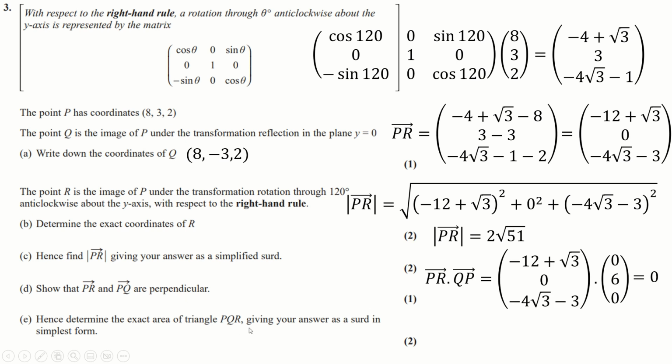Hence, determine the exact area of the triangle. So what have we learned here? We've learned that PR and PQ have a right angle between them. We know the length of PR is this. So that's one side of the triangle adjacent to a right angle. And we also know that the length of PQ is just 6, because of course it is. So I think we can just work out this area by just doing this length times this length, which is 6, times a half, because those are the two lengths that are perpendicular to each other in the triangle, and we just get that, and I think that'll be the answer.